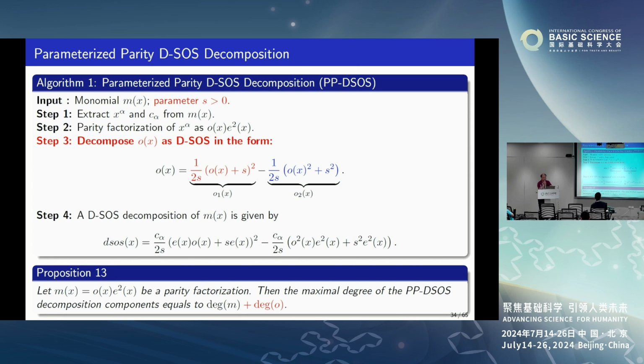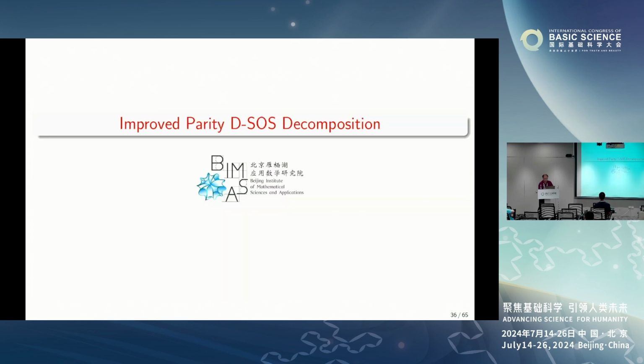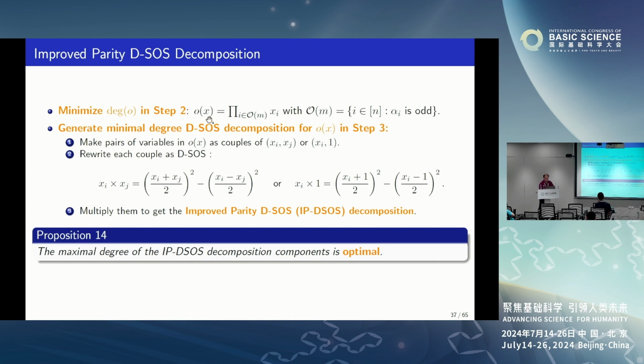Based on this, to get a minimal degree O, you just need to choose all the odd degree variables just once. If it is x1 cubed, you just take x1. And so you get a minimal one. Here I think we do not need to see this example because it's very trivial, and you can get the improved one, meaning that the O part is just the multiplication of xi for i in set O.